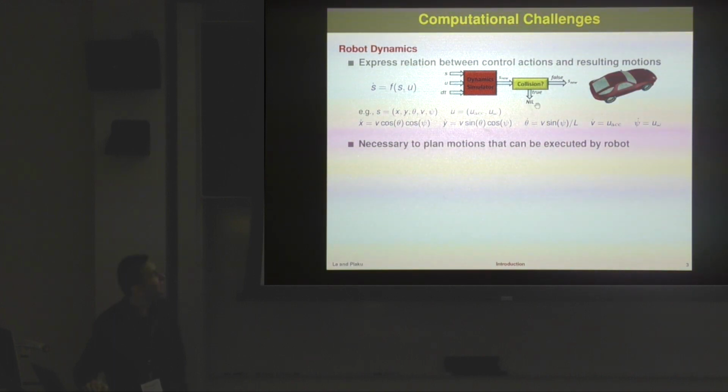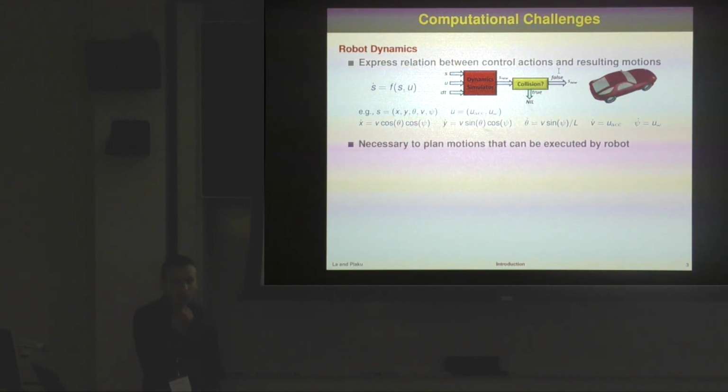Here are some differential equations describing the motions of a second-order car model. From an abstract point of view, you can think as having a dynamic simulator. You pass to it the current state, the current control input, and the small time step, delta t, and this dynamic simulator gives you the new state. And then you can have your collision checker to detect whether or not this state is valid, and then you either accept or reject the state based on whether or not it is in collision with the obstacles or other robots.